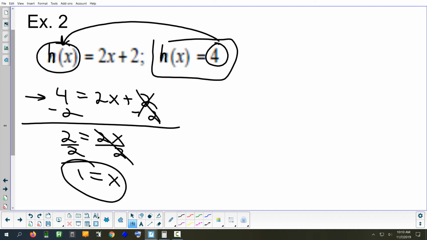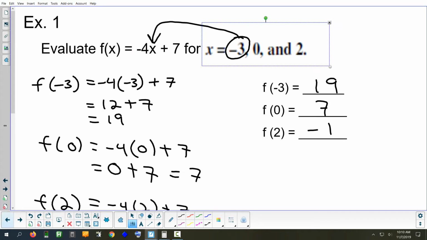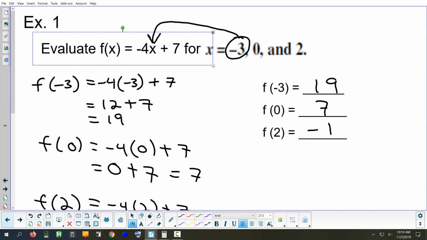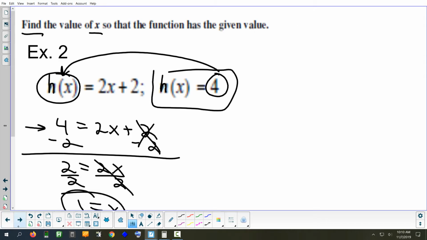All right. So example 1 was evaluate. They give you a number for x, you plug it in, and you do arithmetic. Example 2, they give you a number to put on the other side. And you're not doing arithmetic, you're doing algebra to get the letter by itself. So two different kinds of things.